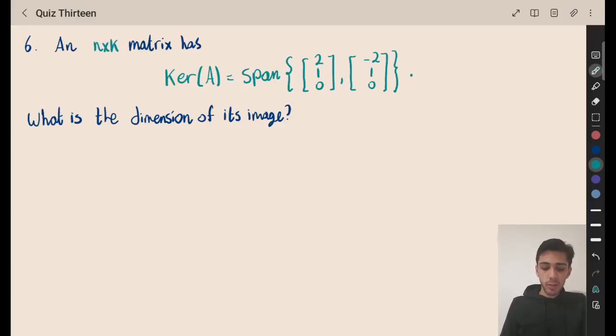Here we have a matrix. The matrix has a kernel. But what is the dimension of the image? It is a very interesting exercise and a thought-provoking one. I like it because it links many different things together.